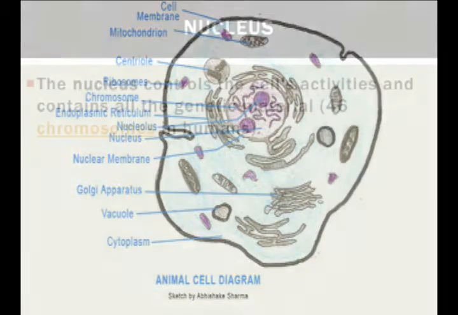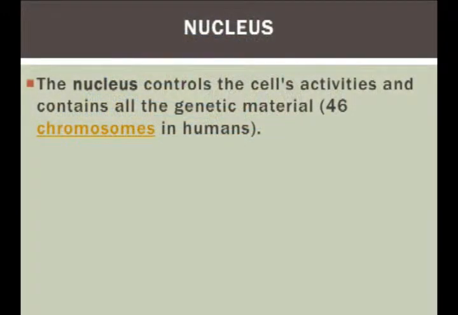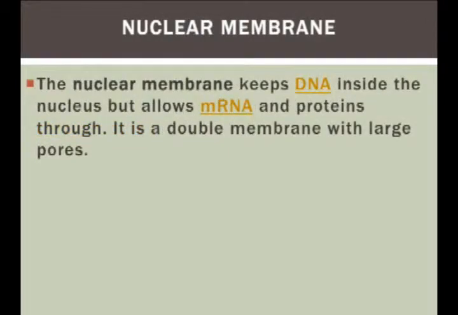The nucleus controls the cell's activities and contains all the genetic material, 46 chromosomes in humans. The nucleolus is involved in the synthesis of ribosomal RNA. It is a dark body inside the nucleus. The nuclear membrane keeps DNA inside the nucleus but allows messenger RNA and proteins through. It is a double membrane with large pores.